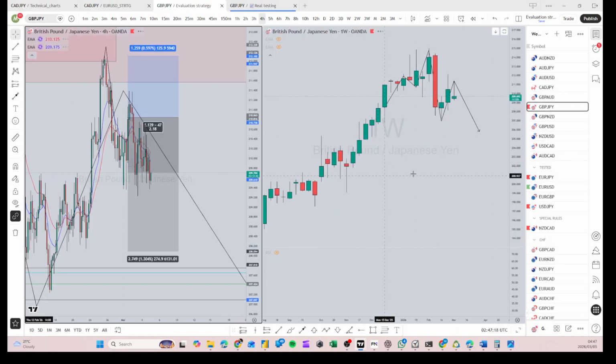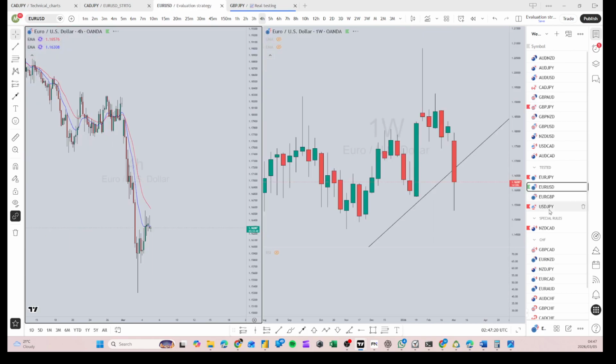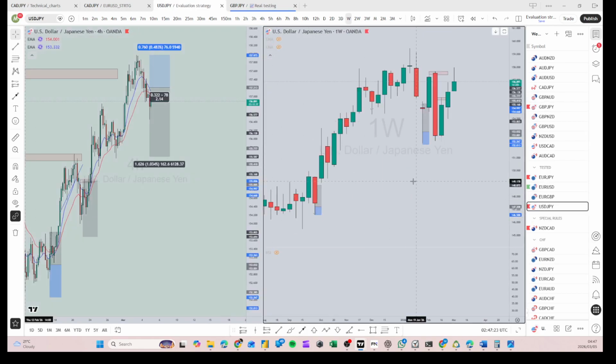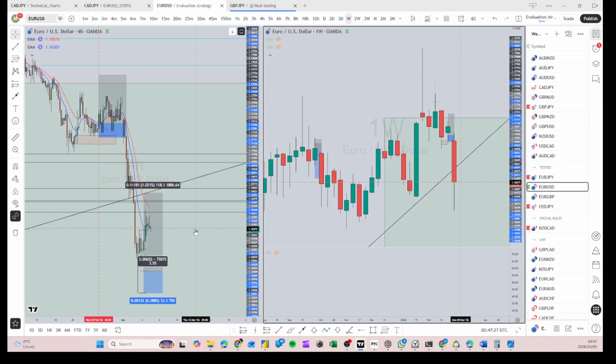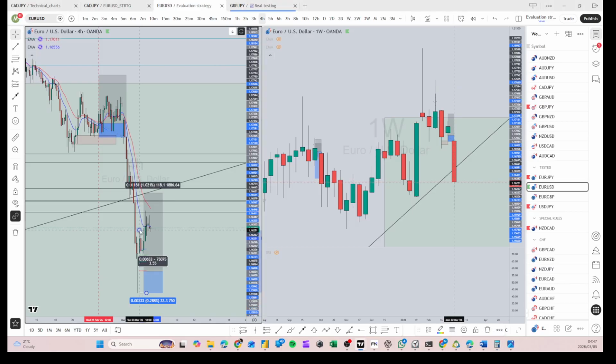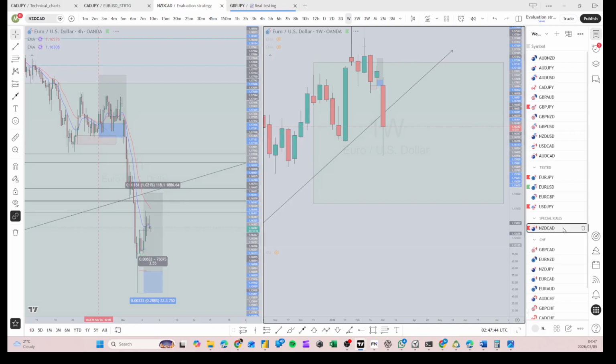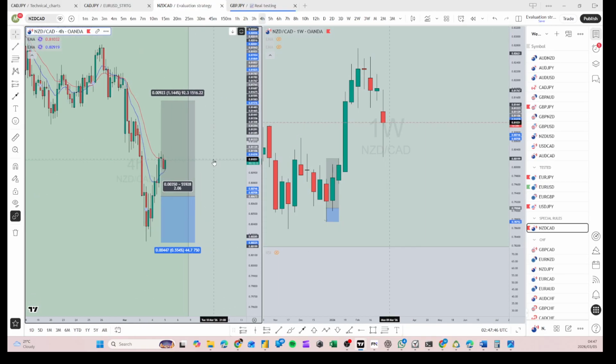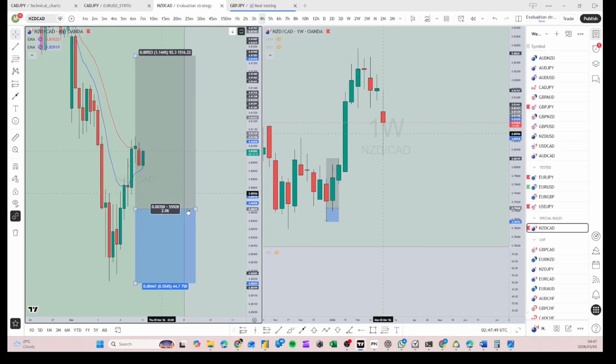I'm looking at the pound yen, I'm also looking at the dollar yen trade, and on the table we also have the Euro USD. But here the move isn't matured just yet. And then the last trade that I'm anticipating is this one right here on the NZDCAD.